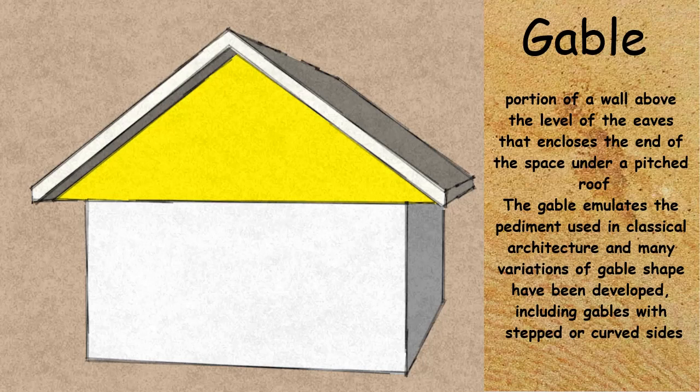The gable emulates the pediment used in classical architecture. And in classical architecture, that area would have been decorated or have sculptures or names or that sort of stuff up in that area. Many variations of the gable shape have been developed, including gables with stepped or curved sides.